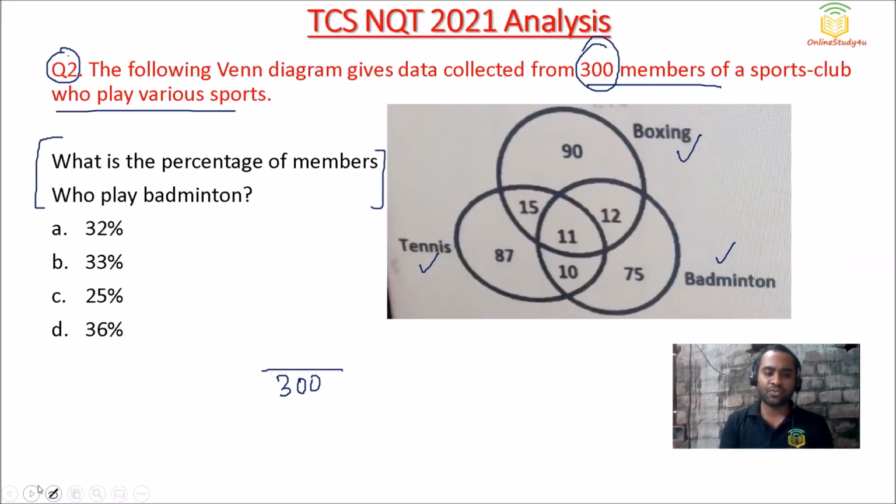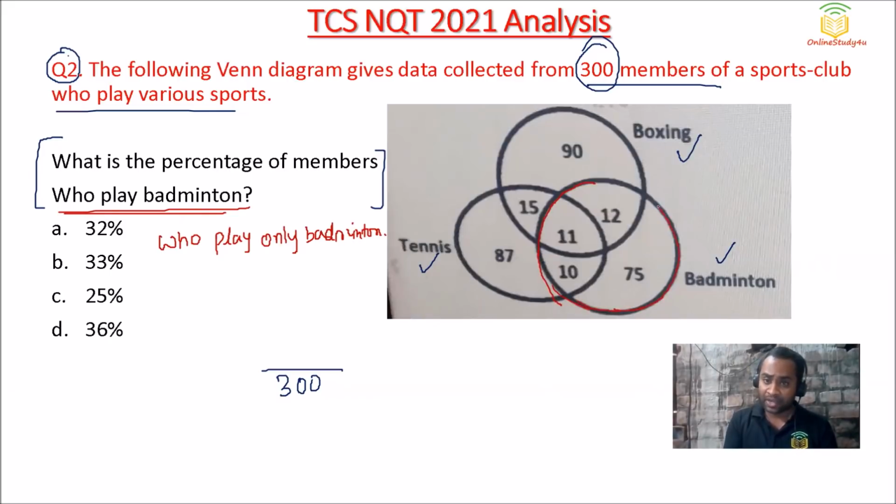Friends, there are two concepts here. If they ask what is the percentage of members who play badminton, and if they ask who play only badminton, these are two different questions. When they say who play badminton, they are talking about this complete circle. There are a few people who play only badminton, a few who play badminton and boxing, a few who play badminton and tennis, and those who play all three. So we need to consider the total circle. It will be 75 plus 12 plus 11 plus 10.